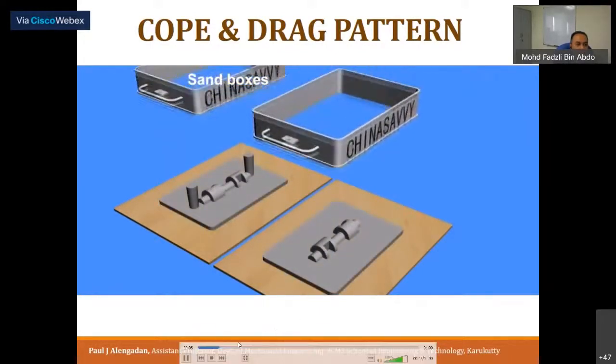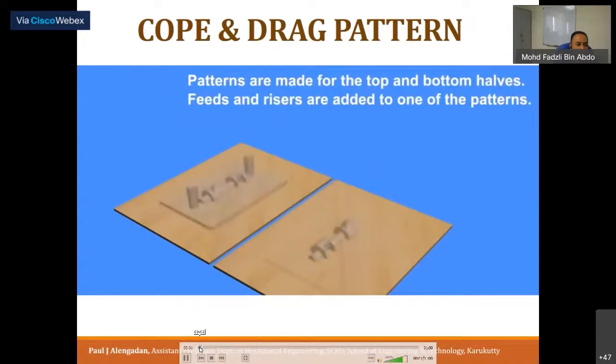This is the cope and drag pattern. Kalau awak tengok, jap. Ulang balik. Patterns are made for the top and bottom half. Ni pattern ni untuk bottom dan juga untuk top half. Gates and risers are added to one of the patterns. This is the riser. Riser and gate lah. Kita letak pada one of the patterns.